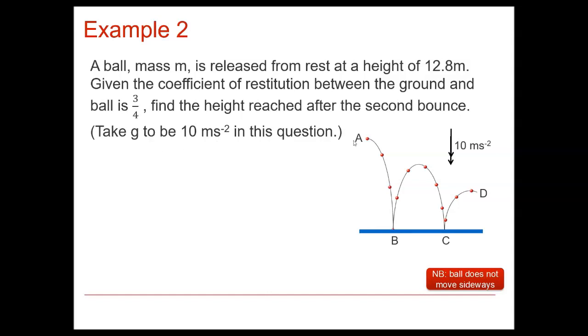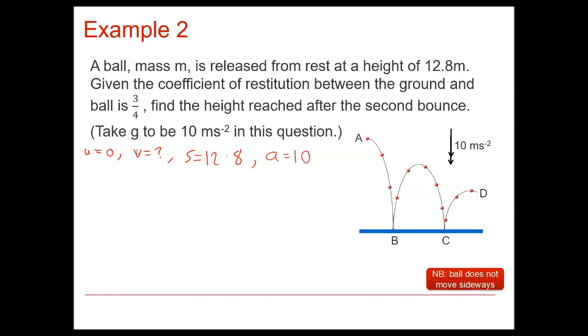Firstly, take a SUVAT approach to this. So clearly the initial velocity here for the first part of the motion is 0. We don't yet know the final speed, so that will be the thing that we wish to know. We know that the displacement in this part of the motion is 12.8 meters, so we can say that s is 12.8, and if we take downward to be the positive direction, then we can say that a is equal to 10.